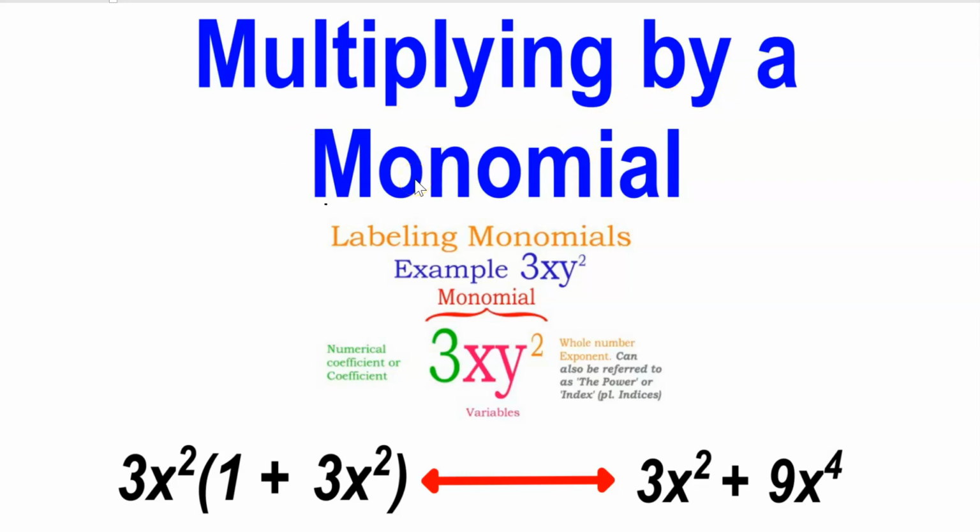The prefix mono means what? One or singular. So we have one term that is made of a numerical coefficient, and then the variables right here, x and y, and we have a whole number exponent. It can also be referred to as the power or the index. We really don't see indexes that much at this level of math, but anyway. So we have 3xy squared, 3 times x times y squared, and this is all one term because terms are separated by addition and subtraction.